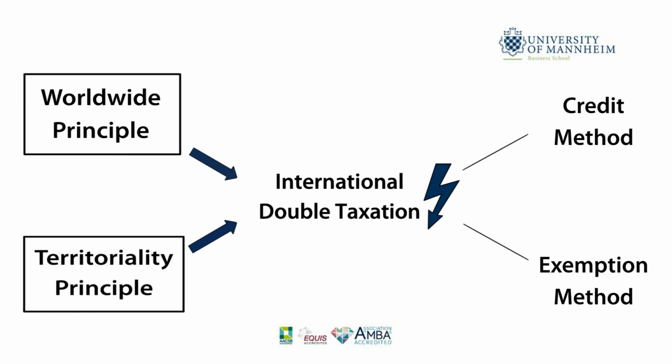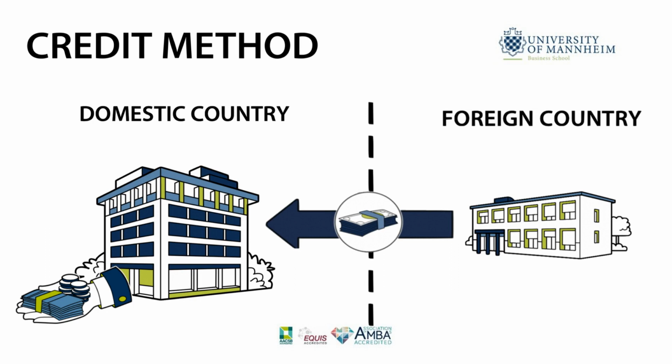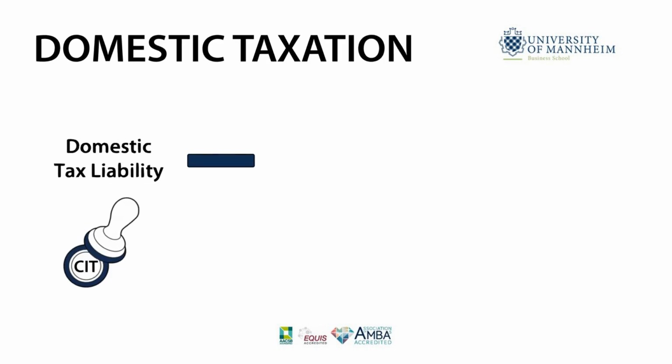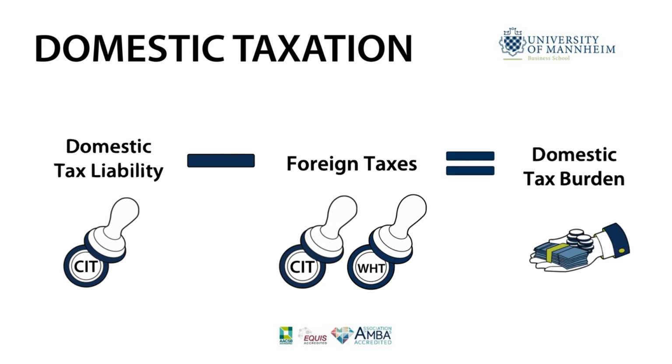In this video, we are going to talk about the tax implications of the credit method. The credit method affects the domestic taxes to be paid. The profits of an investment are subject to corporate income tax in the foreign country. In addition, cross-border payments to the parent company may be subject to a withholding tax in the foreign country. To reduce or avoid double taxation, the domestic country may allow to credit the foreign taxes against the domestic tax liability of the corporation, which reduces the amount of taxes payable in the domestic country.